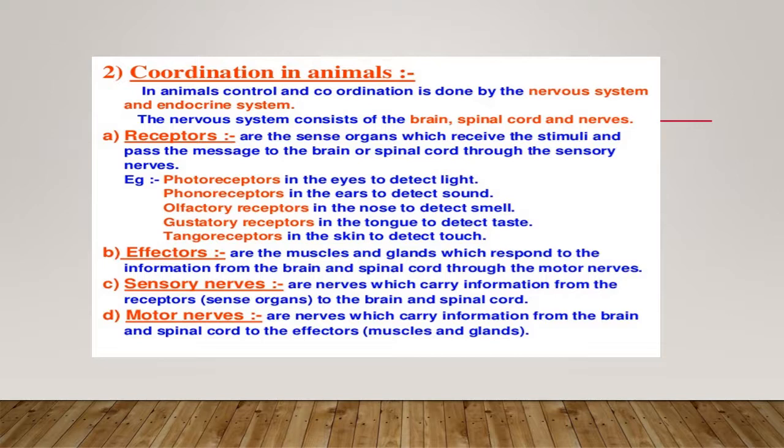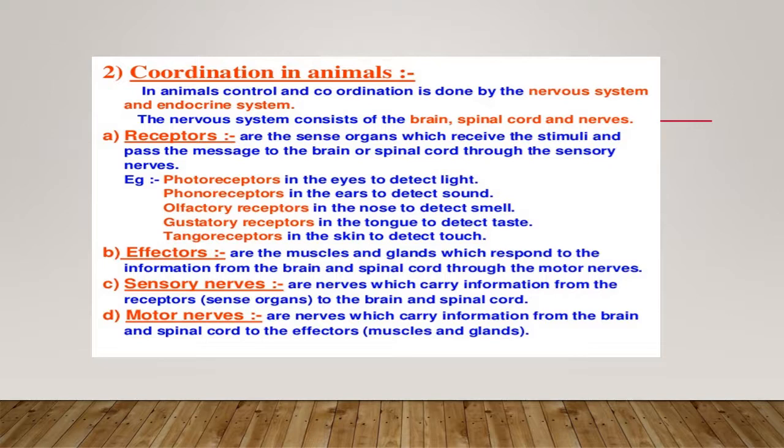Now, what is the nervous system? The nervous system consists of the brain, spinal cord, and the nerves. They have a few receptors also, the sense organs that we have. Receptors are the sense organs which receive the stimuli and pass the message to the brain or the spinal cord through the sensory nerves.